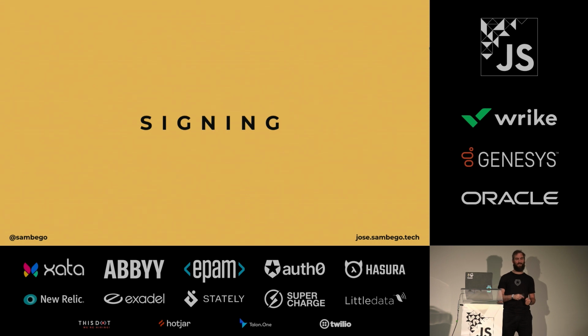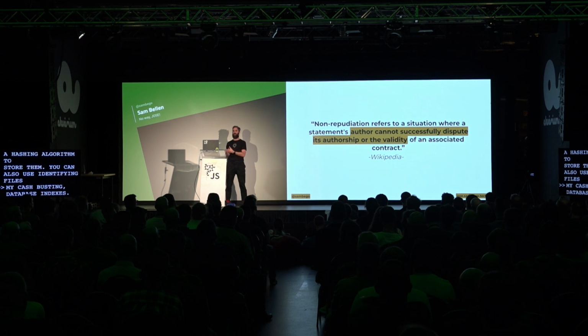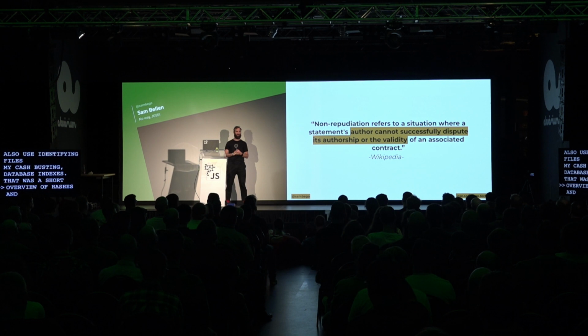Let's move on to the next step, digital signatures or signing. And digital signatures offer all properties that keyed hashes do. So anything that was true for a keyed hash is still true for a digital signature, but they also offer this one very difficult to pronounce thing called cryptographic non-repudiation. And if you look this up on Wikipedia, it tells you non-repudiation refers to a situation where a statement's author cannot successfully dispute its authorship or the validity of an associated contract. Clear, right?